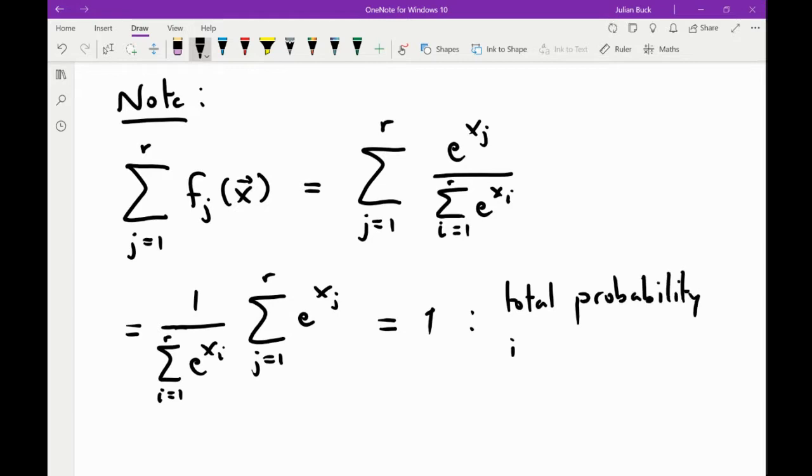over all the classes is 1, which of course we need to be the case. If we're predicting probabilities, the total probability must equal 1 for a probability distribution. Okay, so that just checks that softmax does what we would want it to do when used in this way.